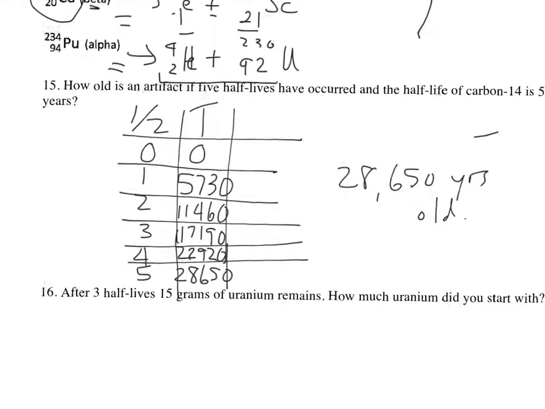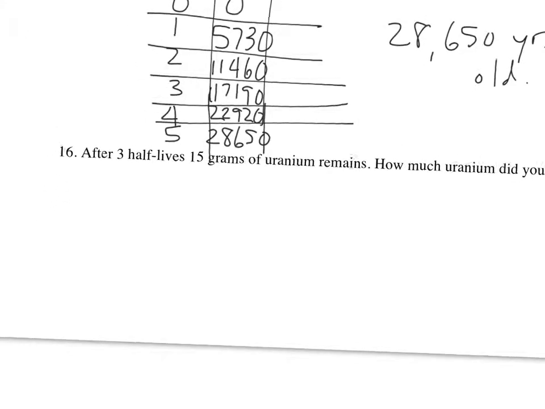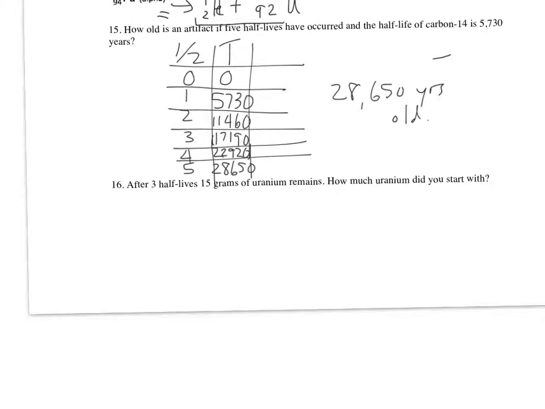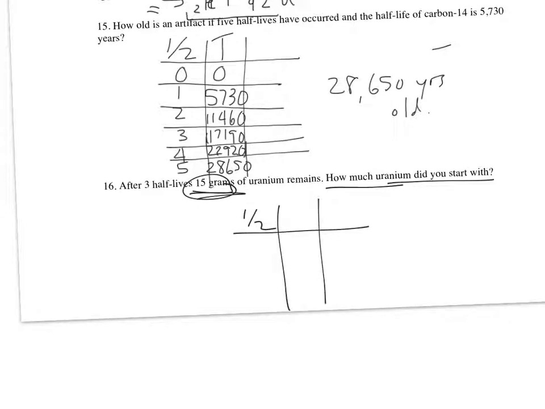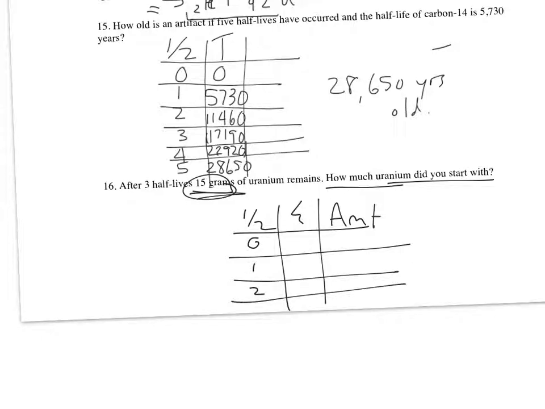All right. In my final problem, number 16, here I'm given 15 grams. They're asking me how much I started with. After 3 half-lives, I'm left with 15 grams. So again, this is a little bit different. Half-life, I'm not given any time, so I don't need to worry about that. But I am given an amount. I'm not given a starting amount, I'm given an ending amount. So after 3 half-lives, this is what I'm left with. I'm left with 15 grams.